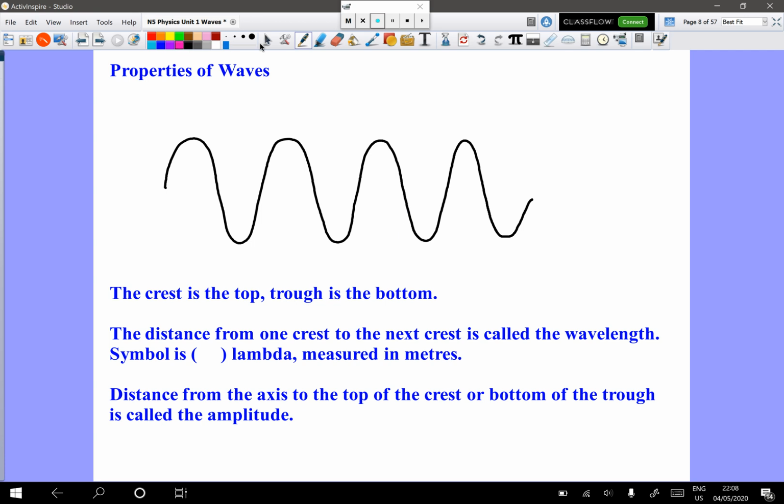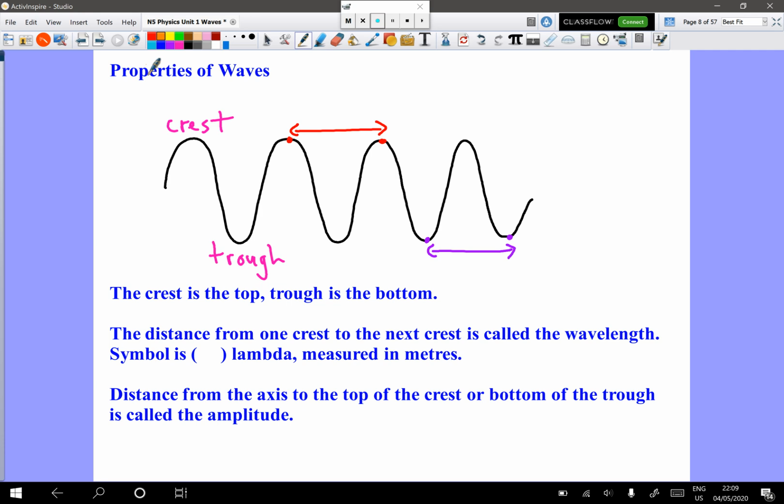The first thing that you're going to need to know is what the top of a wave is called, so we call that a crest, and what the bottom of a wave is called, we call that a trough. When we're looking at wavelength, the easiest way to measure wavelength is from crest to crest or from trough to trough. So if we indicate that on this diagram, this would be one wavelength. That would be a wavelength there. We could also indicate it from trough to trough. So this would be another wavelength there.